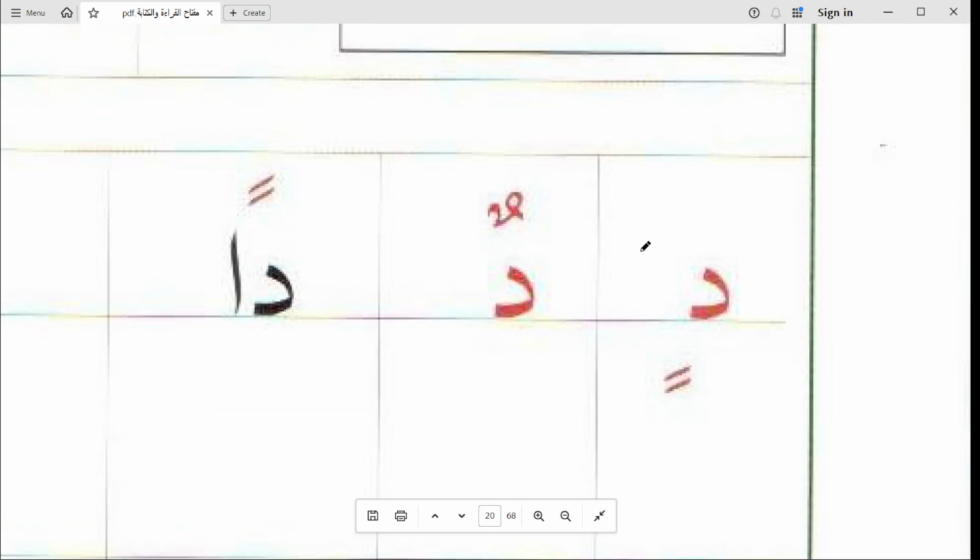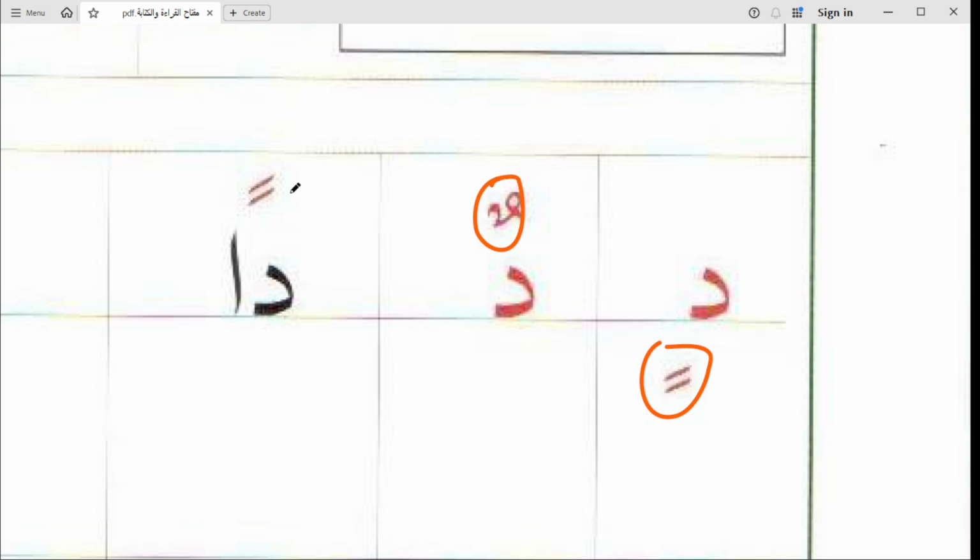Alright? Now let's see the Daal with the Tanween. This is Tanween al-Kasr. We said it's in. This is Tanween al-Dhamm. We said it's un. And this is Tanween al-Fath. We said it's an. Alright? And Tanween al-Fath comes with an alif that we don't pronounce.